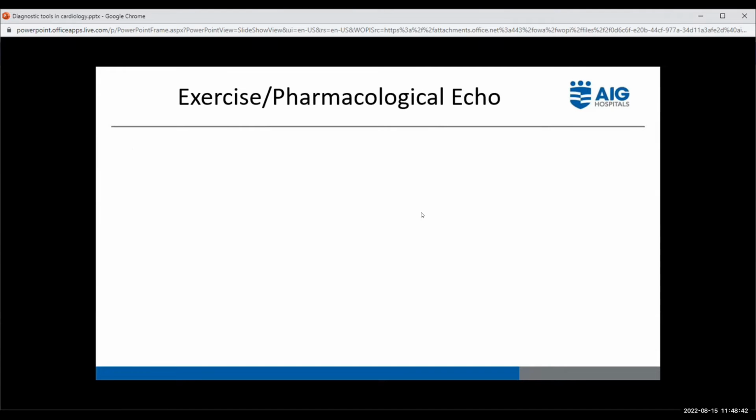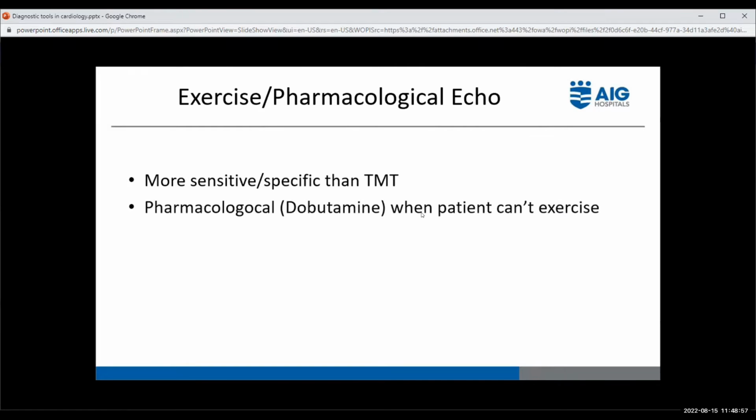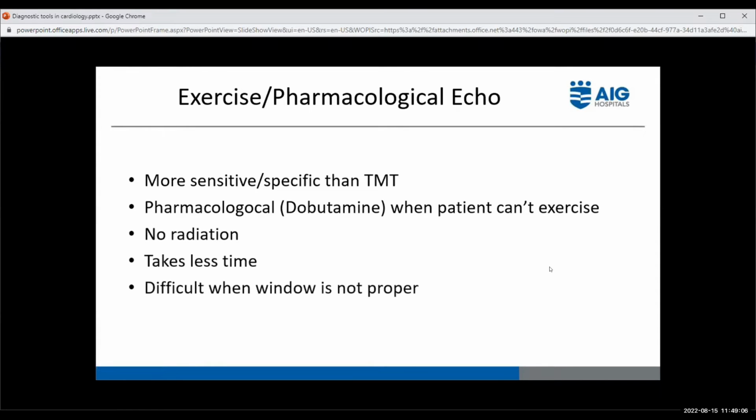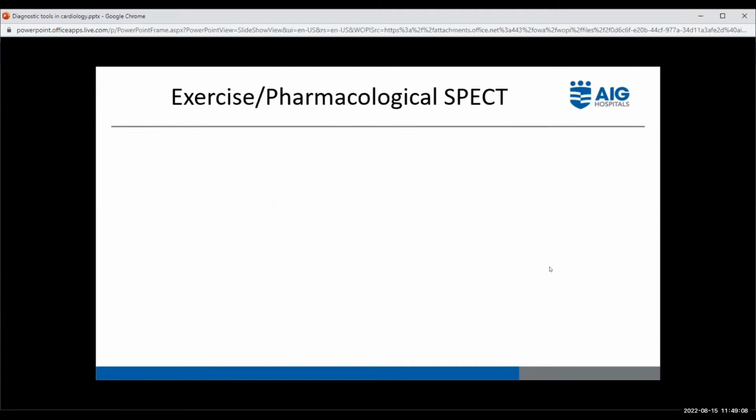Pharmacological echo means dobutamine echo, and there is also exercise echo. Exercise echo and pharmacological echo are more sensitive and specific than TMT. Dobutamine is used when the patient can't exercise, and the advantage is no radiation. It takes less time. It is difficult when the acoustic window is not proper.